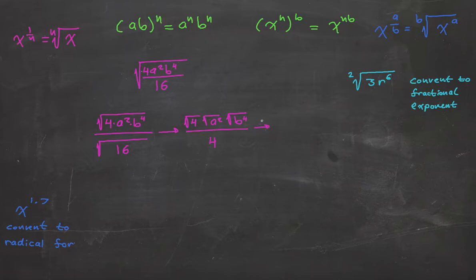The numerator, I have the square root of 4, which is 2, the square root of a squared, which is a, and the square root of b to the fourth, which will be b squared. And the denominator is as simple as it's going to get. I can now cancel this 2, cancel this, and write the 2 there. So my final answer will be, if I write in order of descending powers, b squared a over 2.